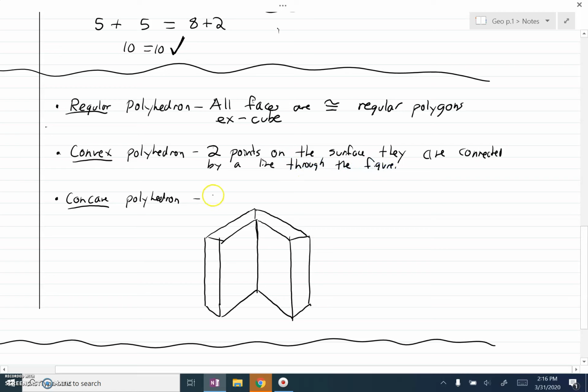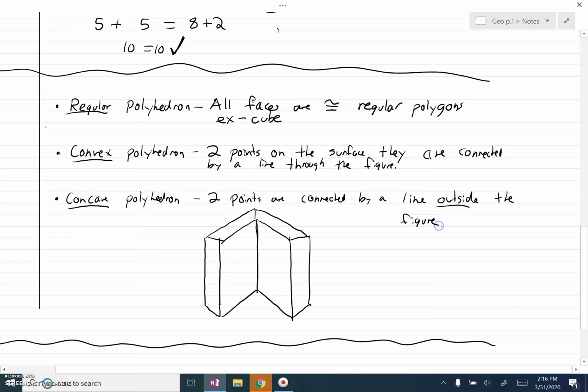And for a concave, same idea, but two points are connected by a line, that's a bad line, outside the figure.